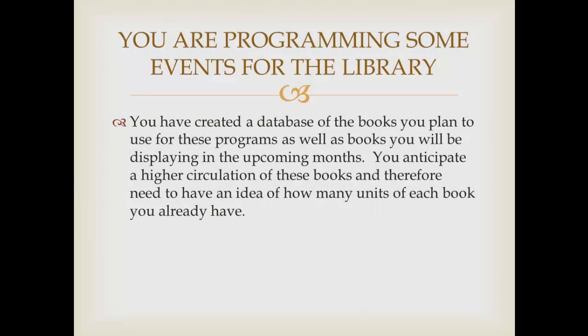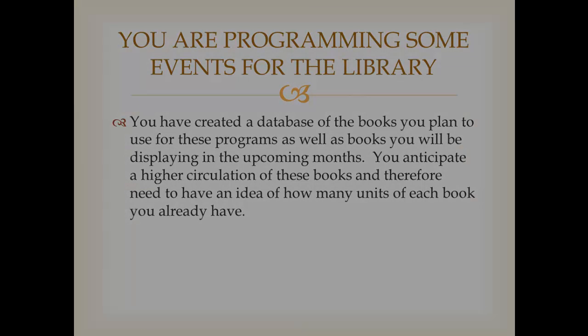We're going to imagine that you're programming some events for the library you work at. In our scenario, we'll have already created a database of the books we'll be using for these programs, as well as books that we'll be displaying in upcoming months. So our database is going to include all of the books that we plan on using in the near future for the library events. Therefore, we're anticipating a higher circulation of these books and need to have an idea of how many units of each book we already have on hand. So we're going to see how Microsoft Access is a tool we can use to make it easier to look in our database and find this information.